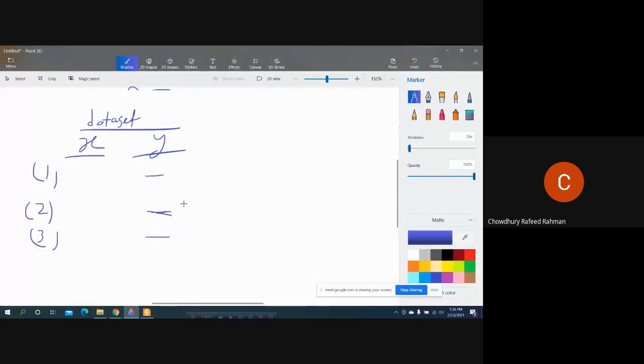Now, answer me this question. Can we change this y according to our own will? I mean, suppose I am wishing that, okay, I am not liking this particular value, so let me change this to 0. Can I do this? No, sir. I cannot do this because the data set is fixed.